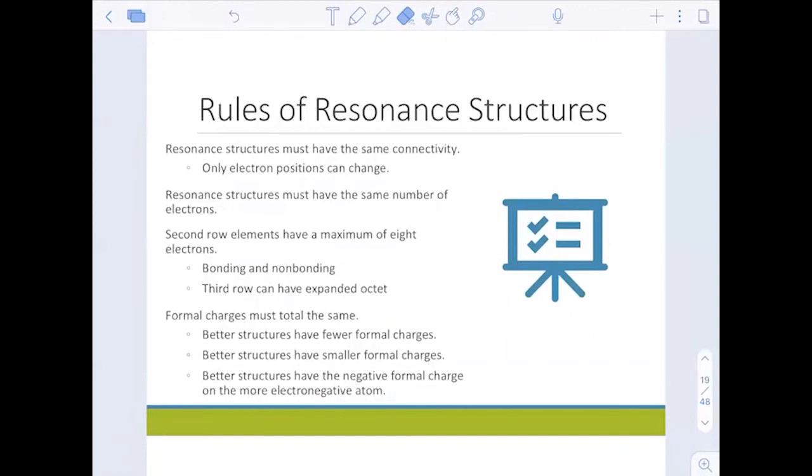I'll show you a couple of different options that we could have drawn. But if you start seeing that some resonance structures have fewer formal charges, then we can start to see that some resonance structures are going to be better than other resonance structures. The best example that we have is looking at SO4 -2 first.